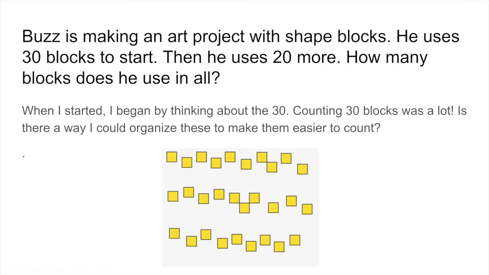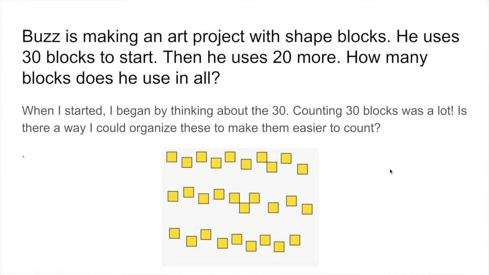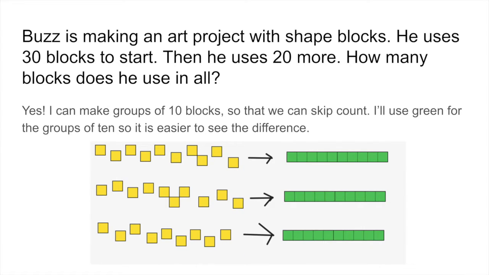Now, when I started solving this problem, I started by thinking of the 30 blocks because that's what he used to start. Counting 30 blocks was a lot. Here they all are. Whew, is there a way I could have organized those to make them easier to count? Well, yeah, I could make groups of 10 blocks, and then we can skip count. Remember, I'm going to use green when I make a group of 10, so it's easier to see the difference.